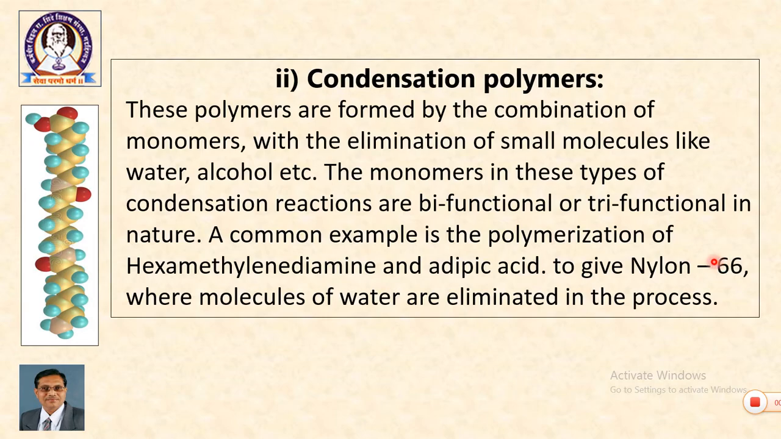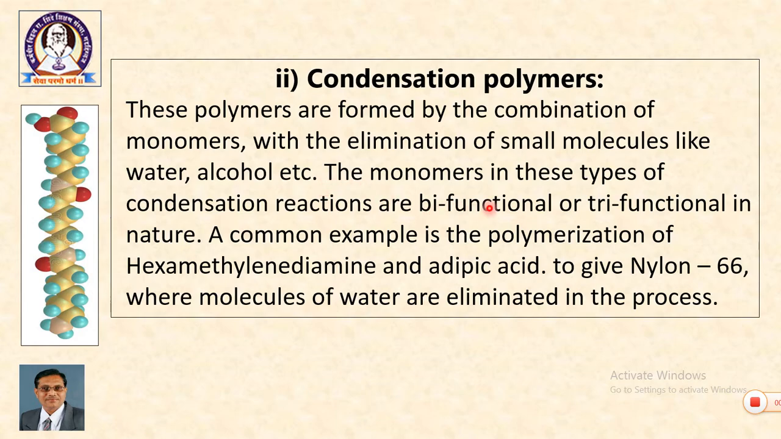Then the second category is condensation polymer. Condensation polymers are obtained by condensation reaction. Of course, it is different from addition. What is the difference? These polymers are formed by the combination of monomers with the elimination of small molecules like water, alcohol, etc. So, in addition polymerization nothing was eliminated. In condensation, something is eliminated.